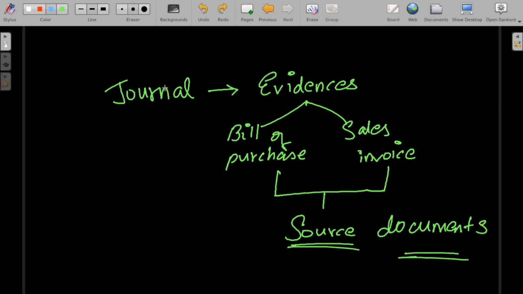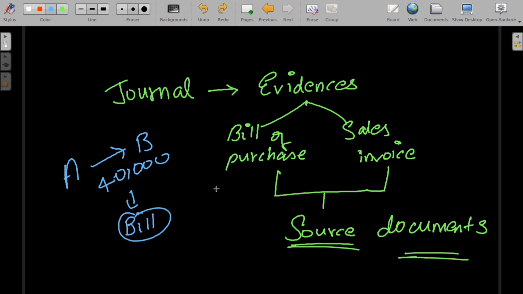When an entry is made in the books, it is made based on evidences. These evidences could be a bill of purchase or a sales invoice. For example, let's take A who buys goods from B for an amount of 40,000. Thus A makes a bill, and these bills are used to make the journal entries. So these are the evidences for the journal entry, and all these evidences are also known as source documents.